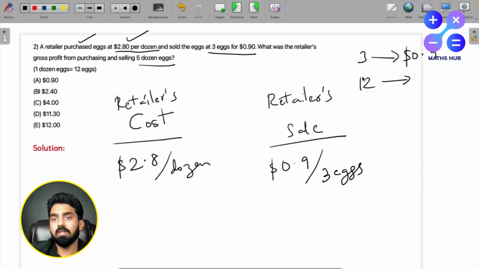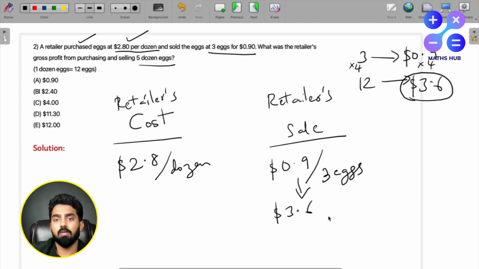So you have to convert this 3 into 12 so you can get this number's value over here, correct? How will you do it? 3 into 4 is 12. That's how you will do it. So multiply the same here into 4. So 9 into 4 is 36. So you have 1 decimal point. Correct. That's it. So $3.6. So this becomes $3.6 for 12 eggs.